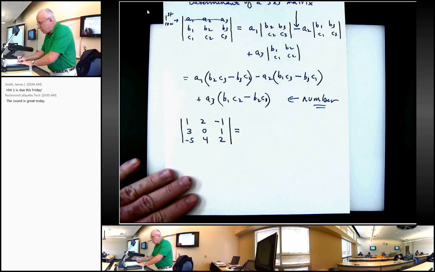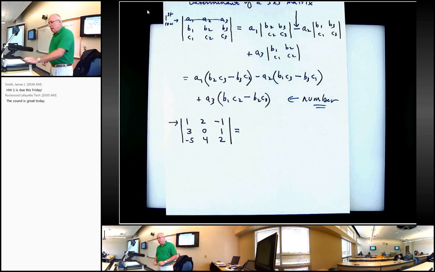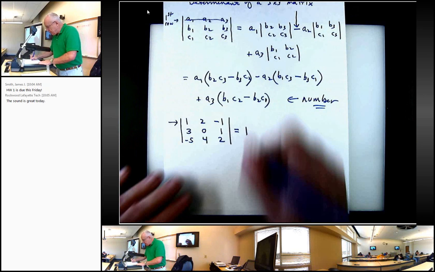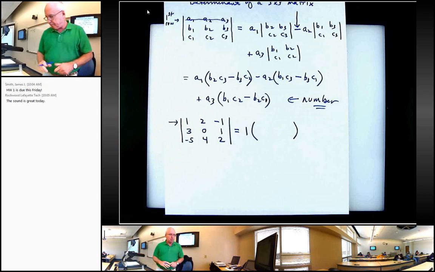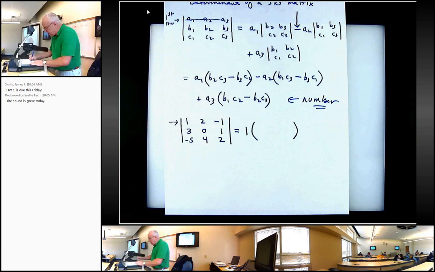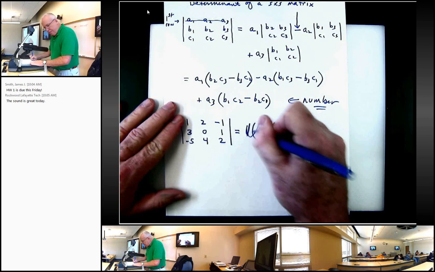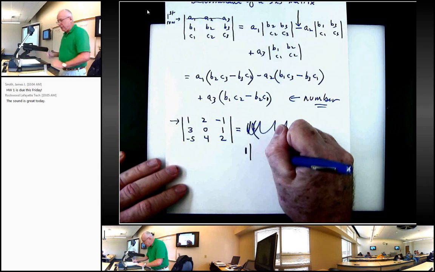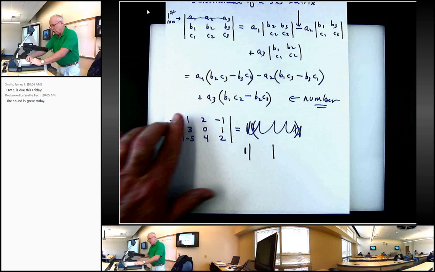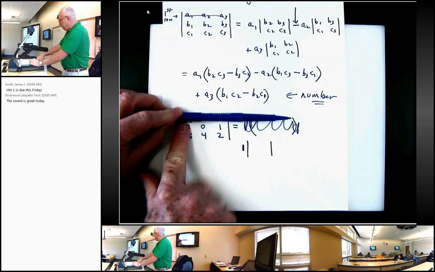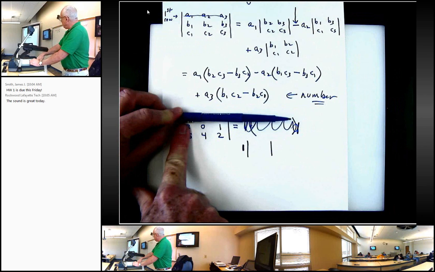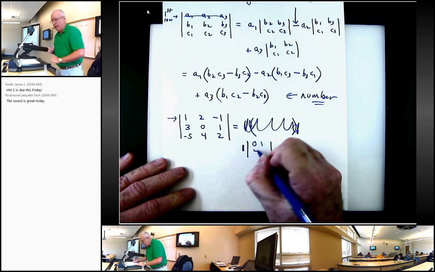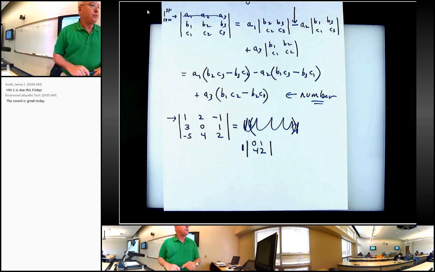So we go across that top row. My first element here is 1, so I write that down. Actually, let me not go too fast. Let me first just put the 1, and then we're going to multiply it by a determinant. We cross out the first row and the first column, so the determinant is going to be of the matrix 0, 1, 4, 2. And then we'll do another step after this.